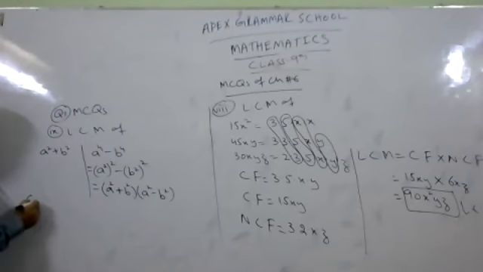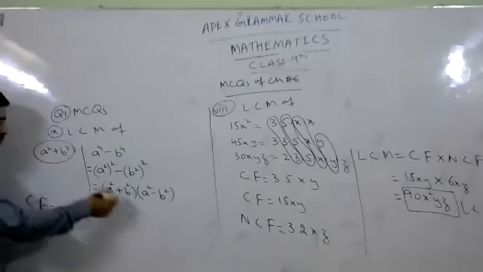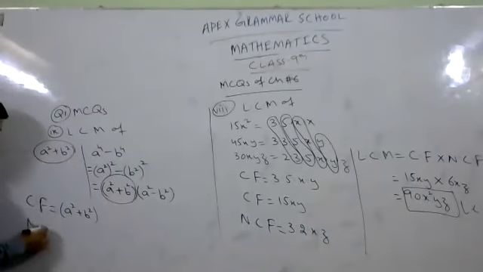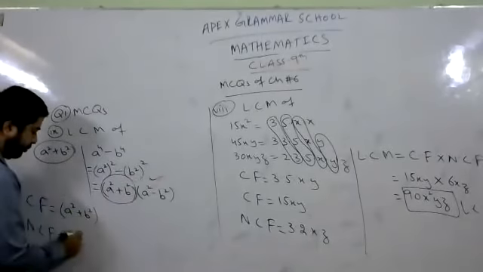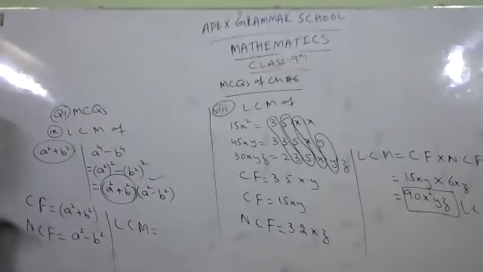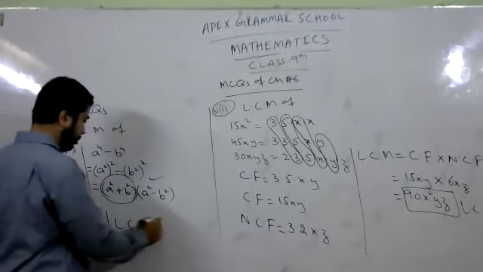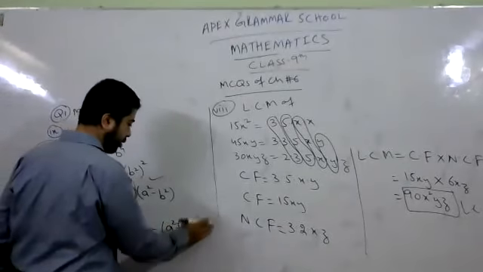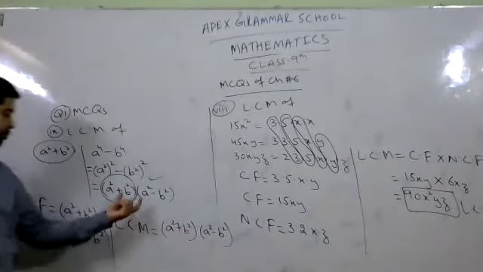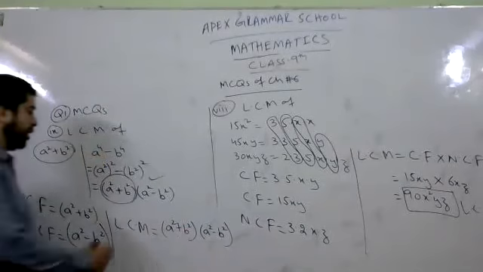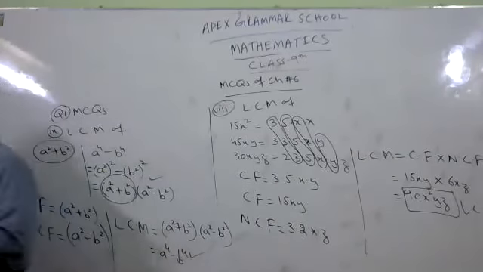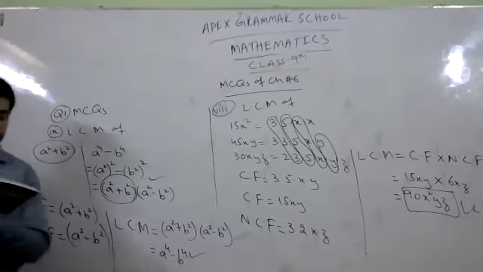So to find the LCM, first we need common factors. Common factors are this. And the non-common factors are only this. So LCM will be the multiplication of common factors and non-common factors. So after multiplying them, we again have the value A raised to power 4 minus B raised to power 4, and that's it. The right option is part number C.